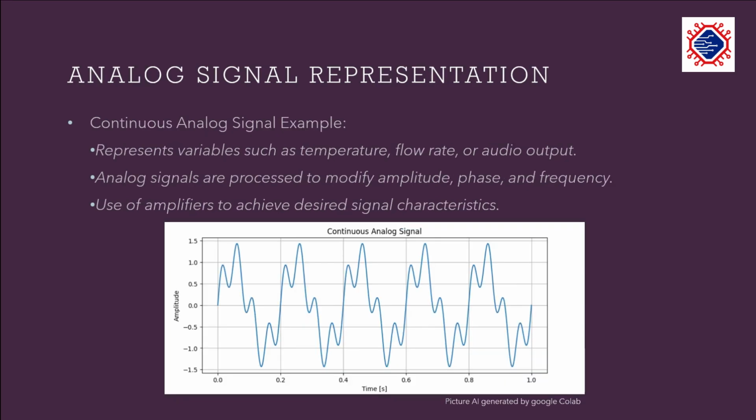Analog signals, unlike digital ones, are continuous and can represent a wide range of values. For example, the voltage output from a temperature sensor can vary continuously to reflect temperature changes. These signals are processed by modifying their amplitude, phase, and frequency. Amplifiers are key components used to achieve the desired signal characteristics in analog systems.